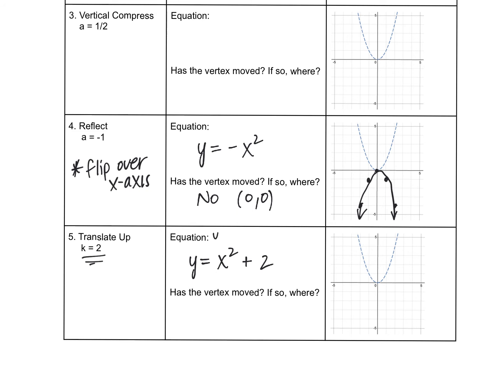If you wrote this in vertex form, it would look like this. So I still could put my x minus 0 squared plus 2. So I'm going to see that my vertex is 0, 2. Okay, do you see how I'm just kind of rewriting this in that vertex form? Because remember, vertex form looks like this down here. So I'm just kind of rewriting it to get there.